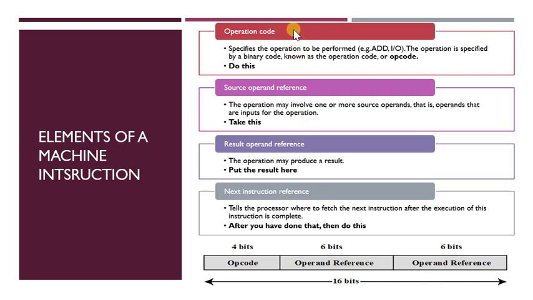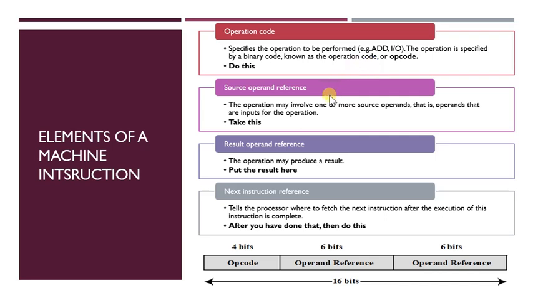So for the operation code, basically this is also known as the opcode. In the operation code, it basically specifies the operation to be performed. For example, addition, multiplication, subtraction, jump, and so on. The operation is specified basically in a binary code, and this is also known as the opcode. So basically, the machine instruction will be instructed to do this. What actually do this? This is the operation or instruction that need to be done by the machine instruction. For example, the addition, multiplication, and so on.